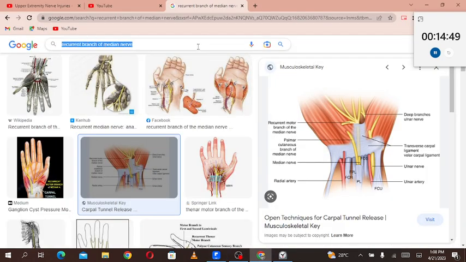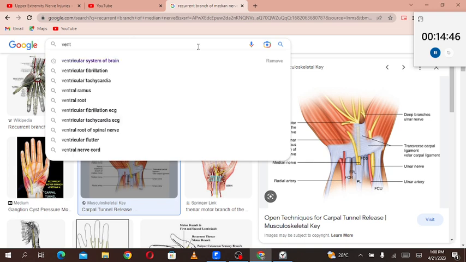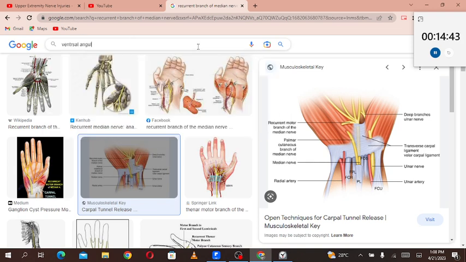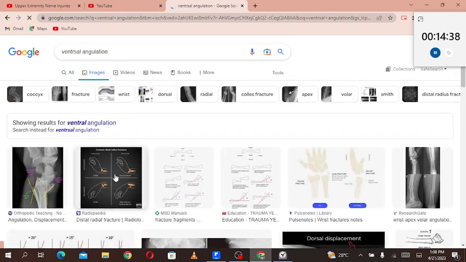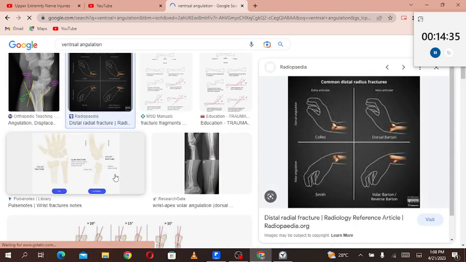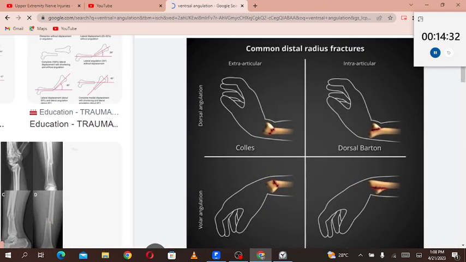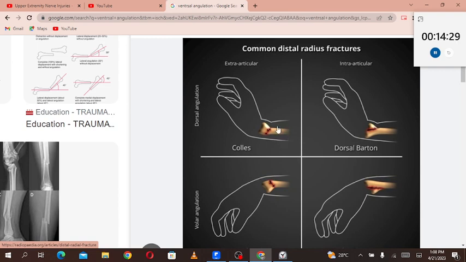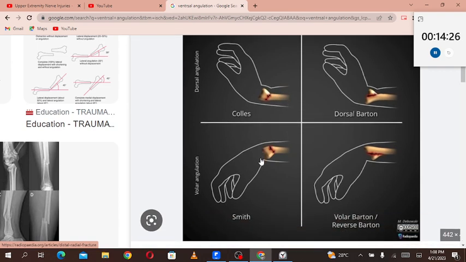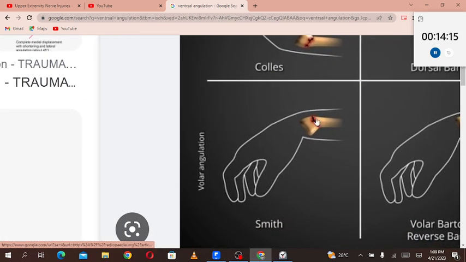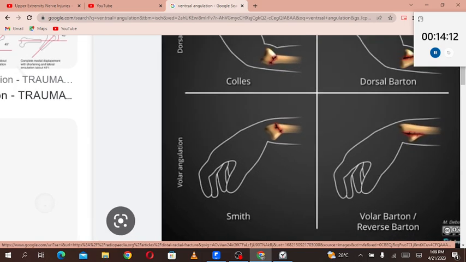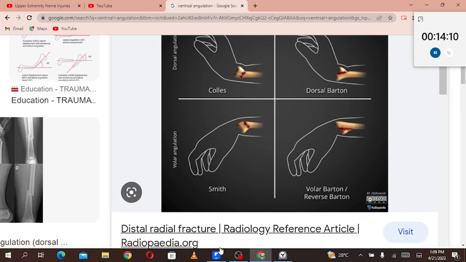Okay, so let's check that. The ventral angulation of the hand looks something like this. Here you can see that in common distal radius fractures, the Colles fracture causes dorsal angulation, while the Smith fracture causes ventral angulation. If the person has acquired this form of the hand, that is ventral angulation, you can see the distal end of the radius has moved anterolaterally. It has curved downwards, and an anterolateral deviation is seen.